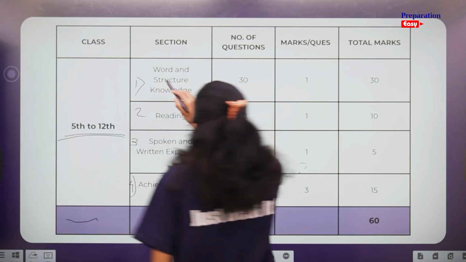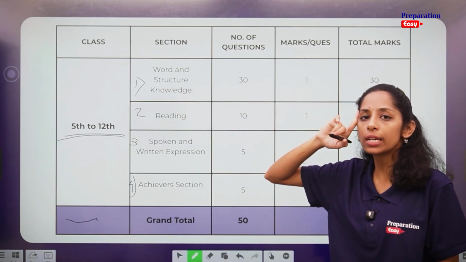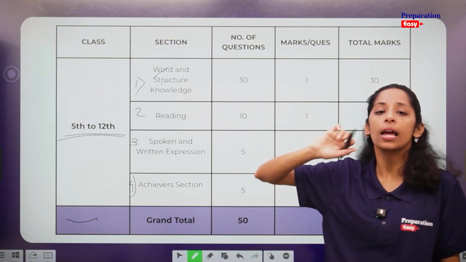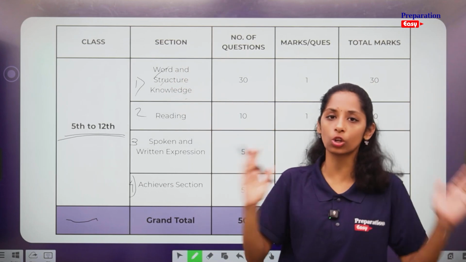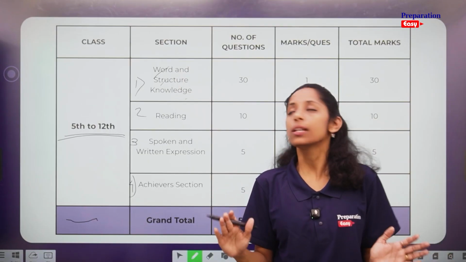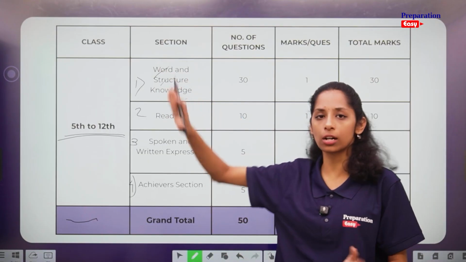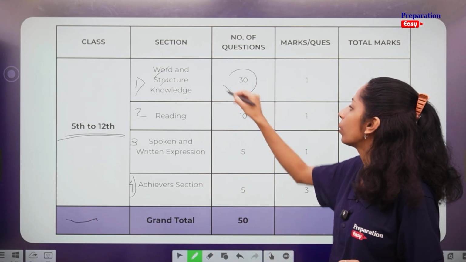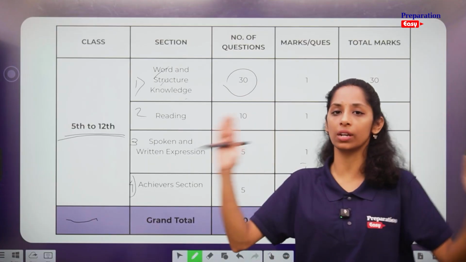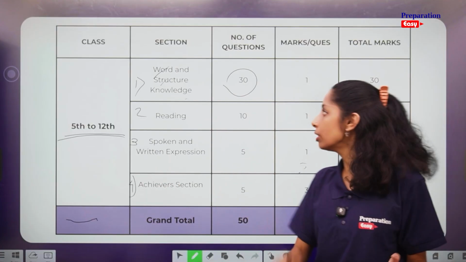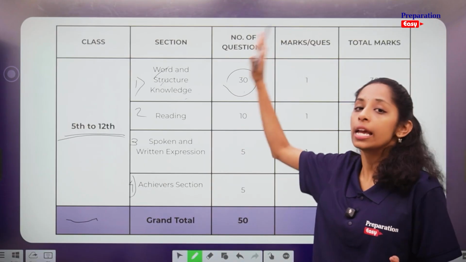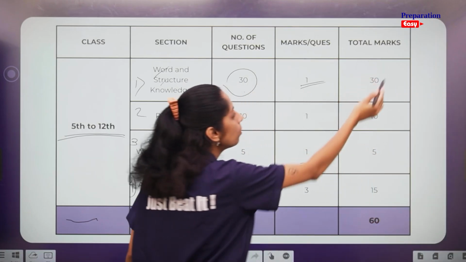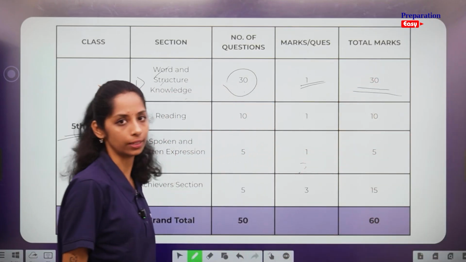Very simple. Word and structure knowledge: is the student able to understand the meaning of the word and the structure, and does he or she have the knowledge to make good sentences? So section 1 is about word and structure. As I said, it is all about word power. There will be 30 questions, because the syllabus is very vast, 1 mark for each question. So the total marks for section 1 is 30.